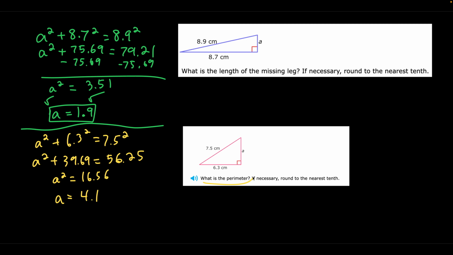It says, what is the perimeter? So perimeter means we need to add up all of the outside. So when you add up all the outside, you get 17.9, because I need to add up all three, 7.5, 7.5, 6.3, and 4.1 gives me 17.9.